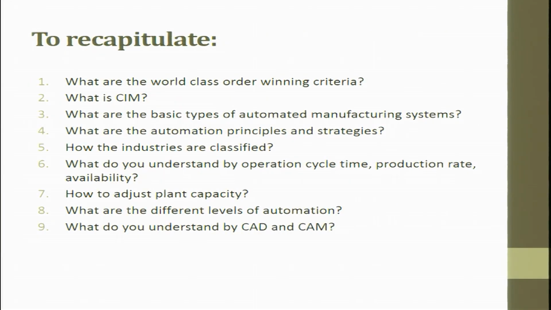So, what did we see in this particular lecture? We saw what the world class order winning criteria are, what SIM is, what the basic types of automated manufacturing systems are, what the automation principles and strategies are, how industries are classified, how you understand operating cycle, production rate, availability, how you adjust plant capacity, what the different levels of automation are, and what you understand by CAD and CAM.